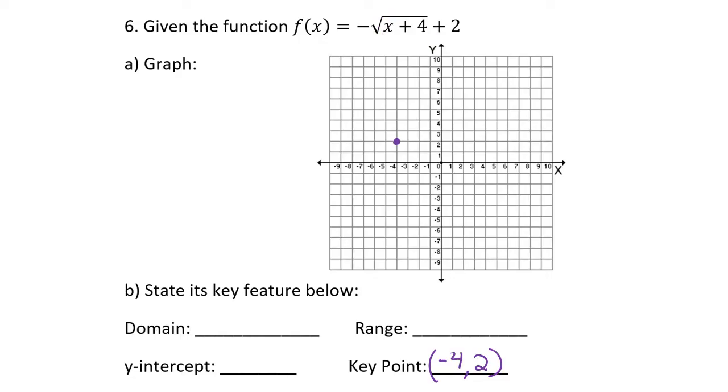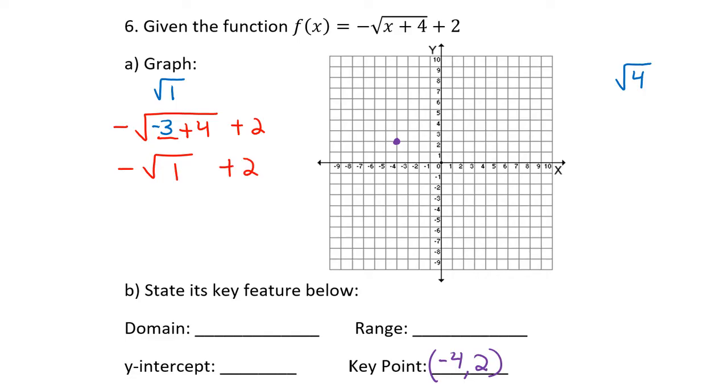All right, so from here, we need to create a square root of 1 and a square root of 4. So if we have negative square root of some number plus 4, and then plus 2, we need to figure out some number plus 4 equals 1. Negative 3 plus 4 is 1. So the square root of 1 is 1. Don't forget your negative sign that was in front. Plus 2. So negative 1 plus 2 is 1. So our coordinate is negative 3, comma 1.